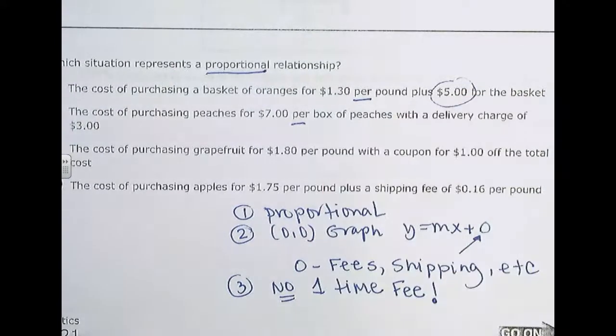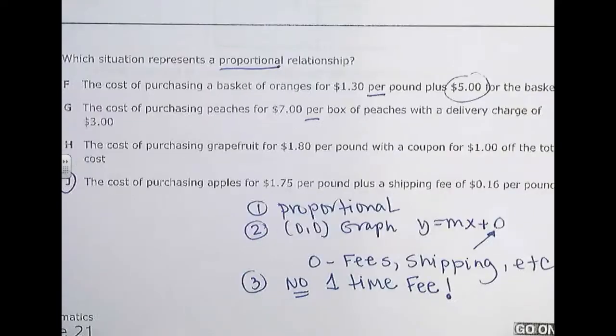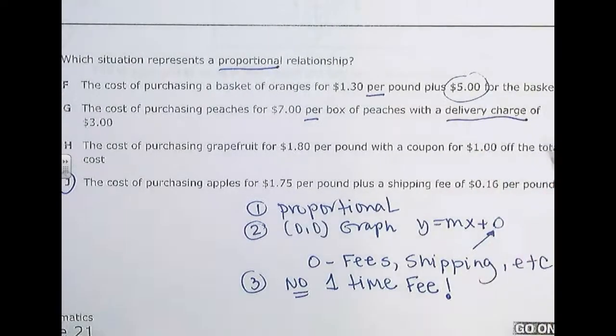There's my per. I need that. That's my M number. And a delivery charge of $3. No, that's a one-time fee. No, there's no one-time fee.